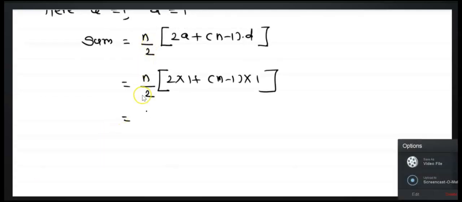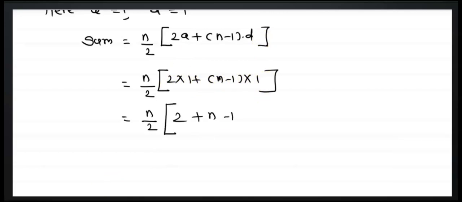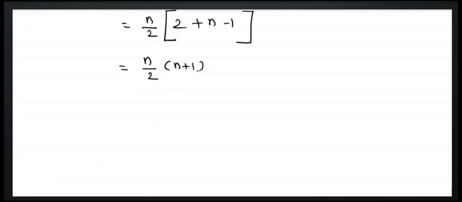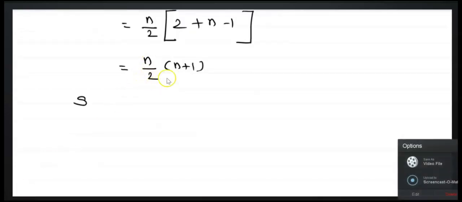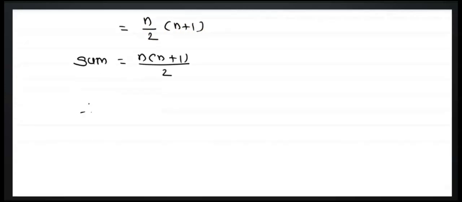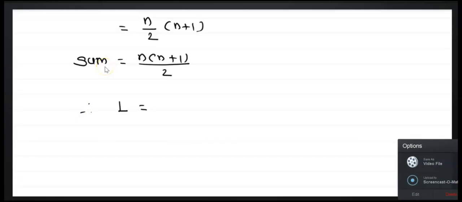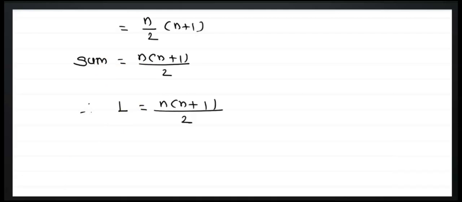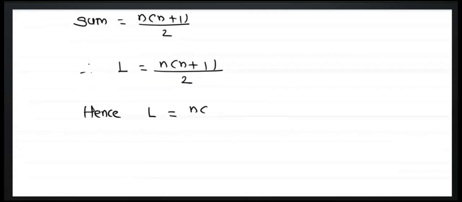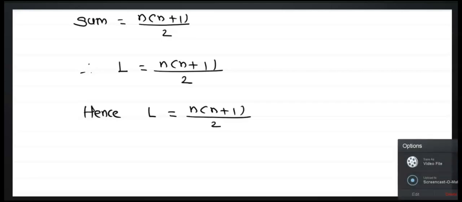That is n upon 2. A means what? The a is equal to 1. 2 into 1 plus n minus 1 into d. d is 1 and we can calculate. That is 2 plus n minus 1. And therefore, we are getting the answer n upon 2 into n plus 1. This is the answer. That is, the sum is equal to n into n plus 1 upon 2. This is the answer, and hence L is equal to n into n plus 1 upon 2.